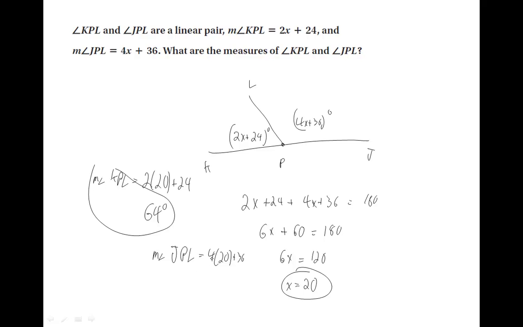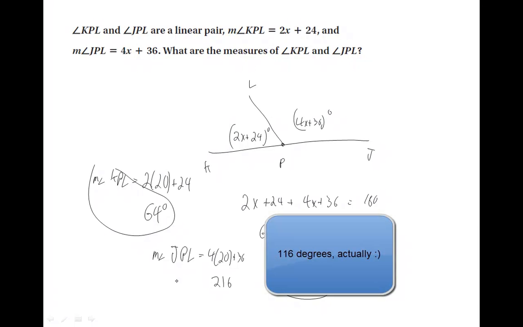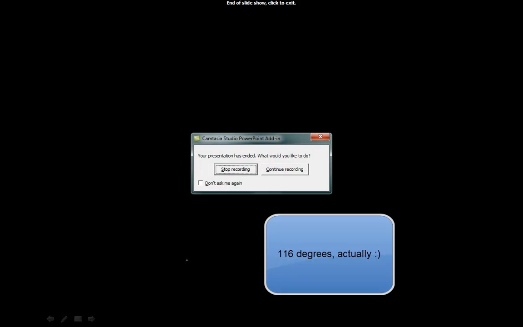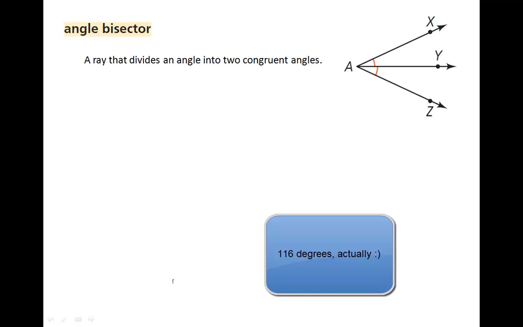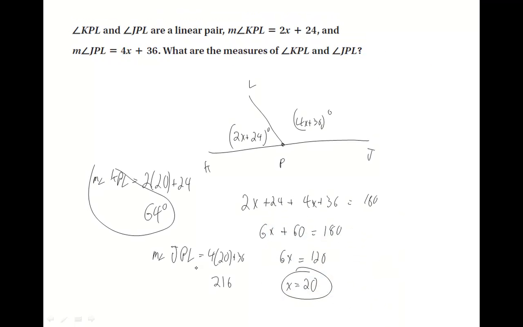So that one's going to be 80 plus 36, so it's going to be 216. So the measurement, oops, made a little jump there. The measurement of... I'm sorry, what did I... This is 80 plus 36, that's going to be 116 degrees.